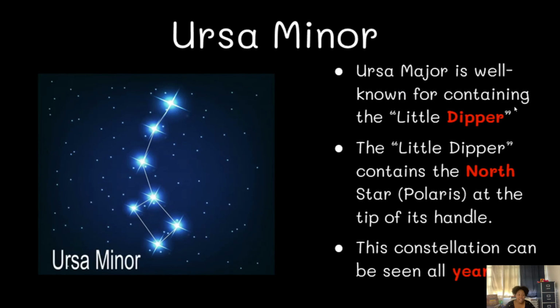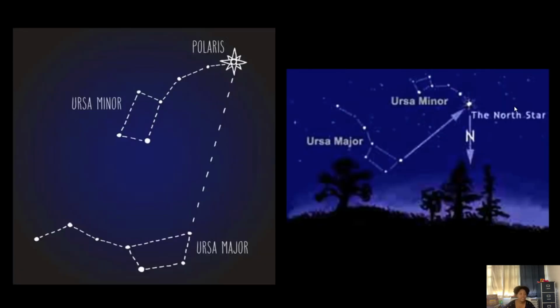Ursa Minor is well known for containing the Little Dipper, and the Little Dipper contains the North Star at the tip of its handle. And this constellation can be seen all year long. So here we see Ursa Major, Ursa Minor, and Polaris. And over here you see the North Star that's at the tip of Ursa Minor.